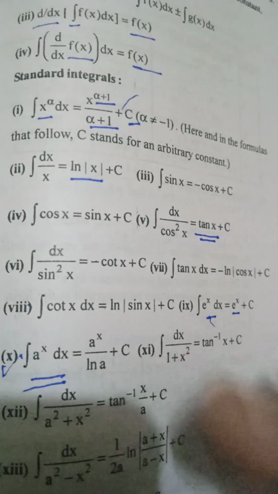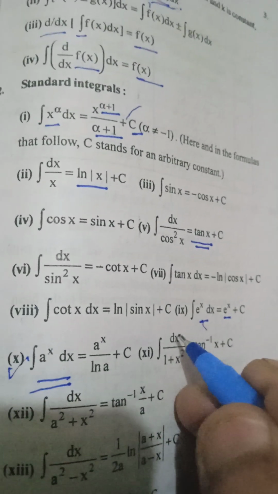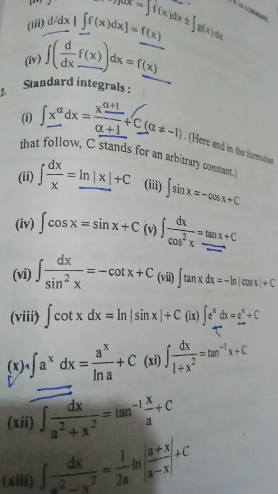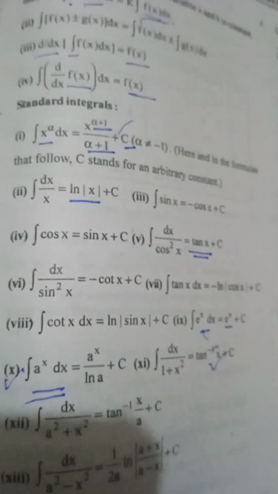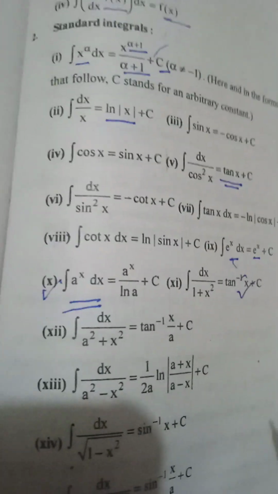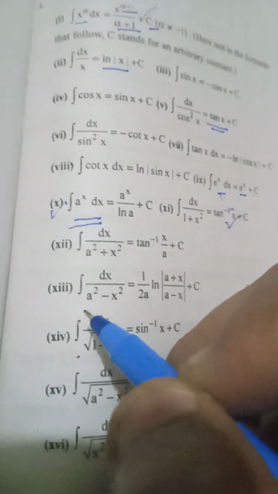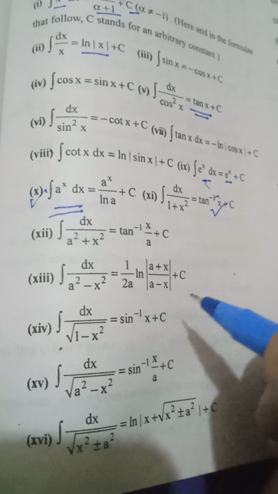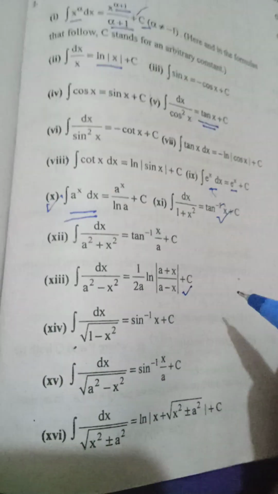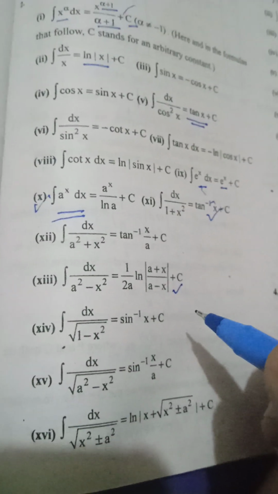Now in the 11th identity, when you integrate 1 by 1 plus x square, you find tan inverse x plus c, where c is again the arbitrary constant. Similarly, for other functions, when you integrate 1 by a square minus x square, you find this expression, which is 1 by 2a ln of (a plus x) by (a minus x).